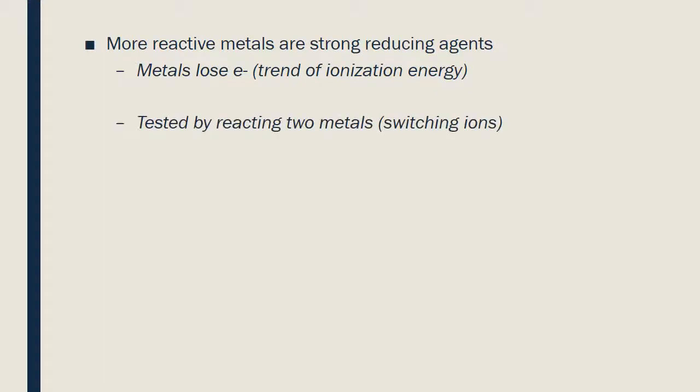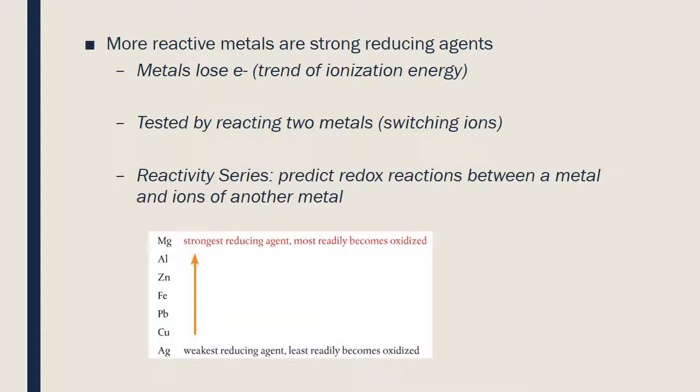How we figure this out is we will take two metals and we react them together. And if they do switch ions, looking at a precipitation reaction and so on, we can then identify who's stronger. And you're going to see this when we talk in 9.2 about voltaic cells. This creates what's called a reactivity series. So we have the capability to predict the outcome of a redox reaction between a metal and ions of another metal based off the reactivity series.